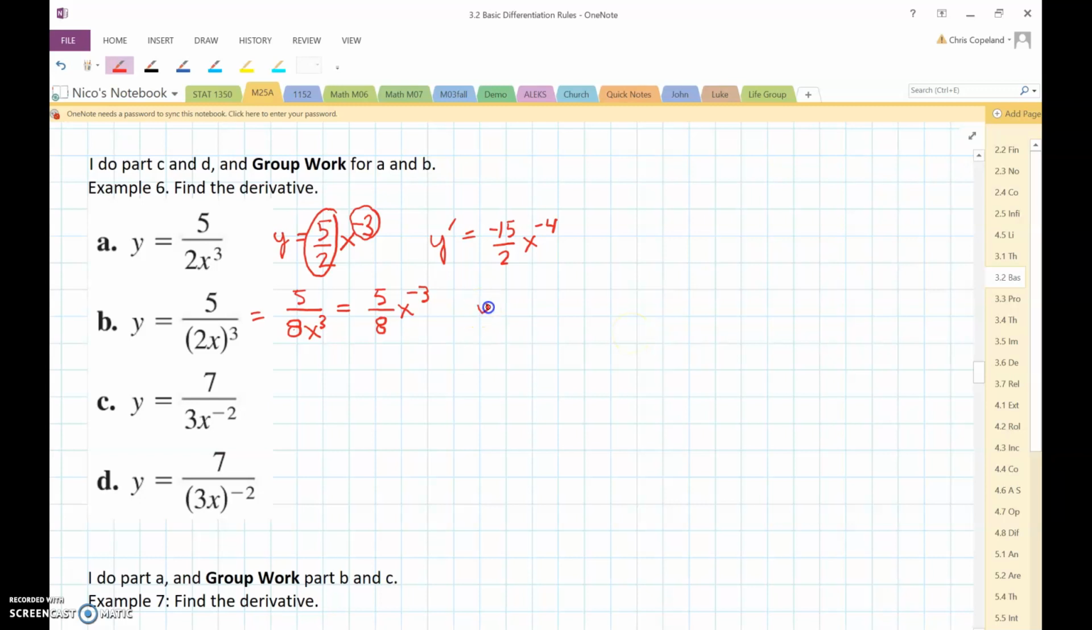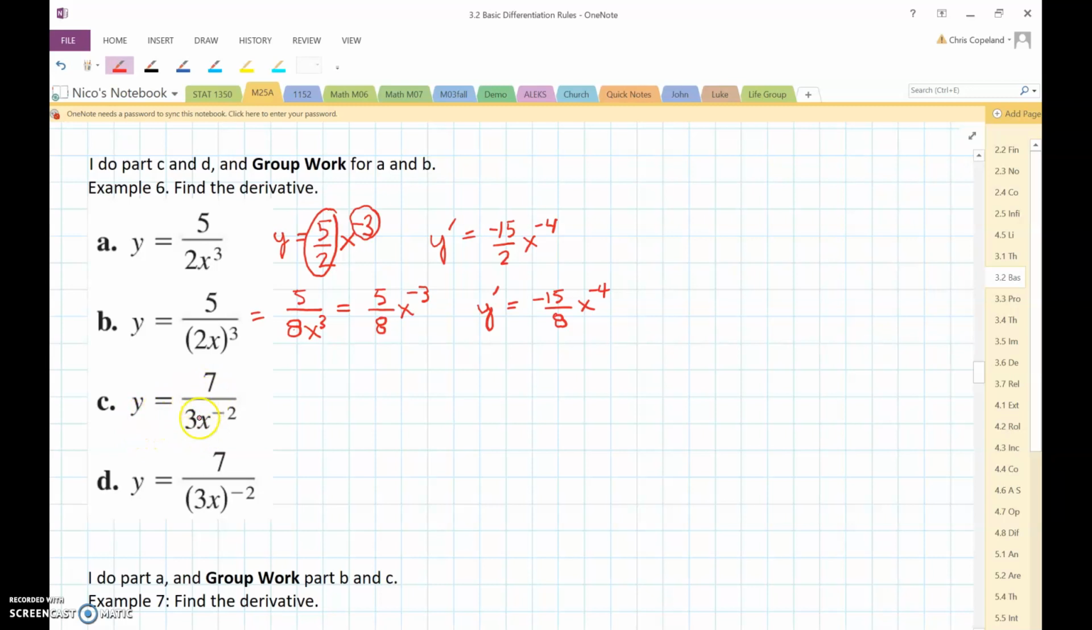And then we can take the derivative. So again, we take the exponent, multiply it by the coefficient. This is going to be negative 15 eighths x, and then subtract 1 from the exponent to the negative fourth. Let's look at C.